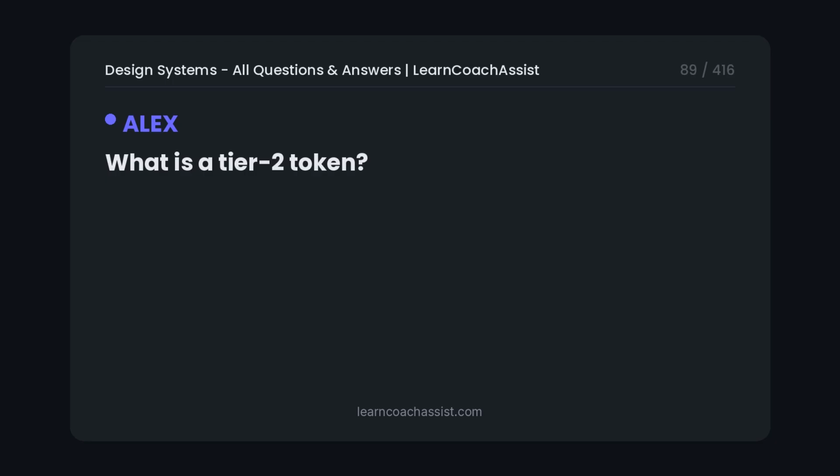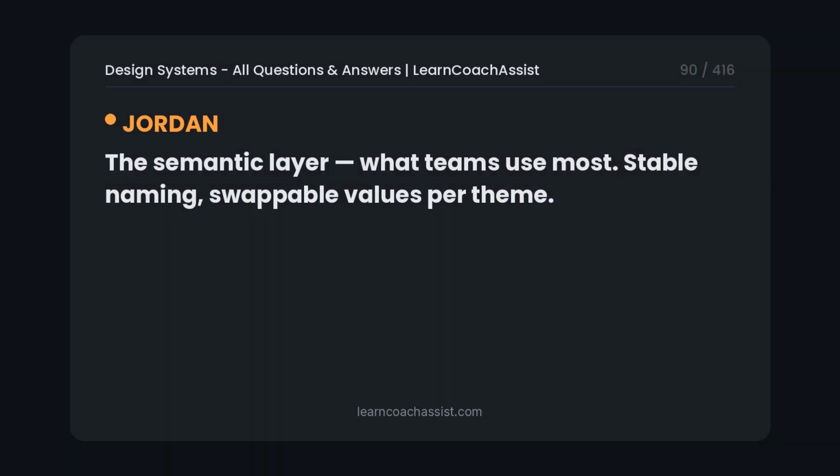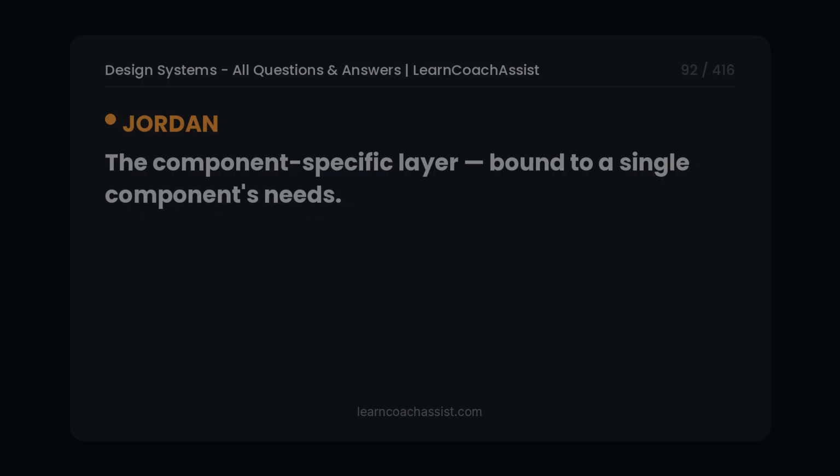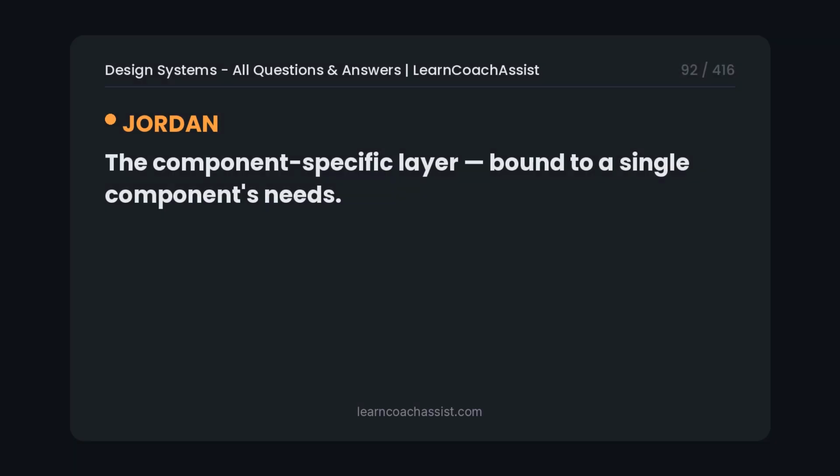What is a Tier 2 token? The semantic layer, what teams use most. Stable naming, swappable values per theme. What is a Tier 3 token? The component-specific layer, bound to a single component's needs.